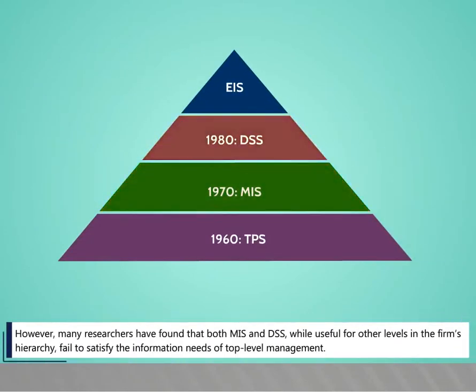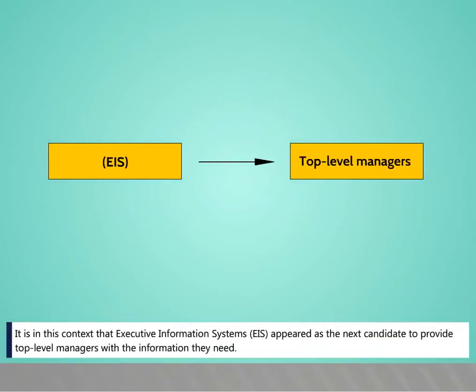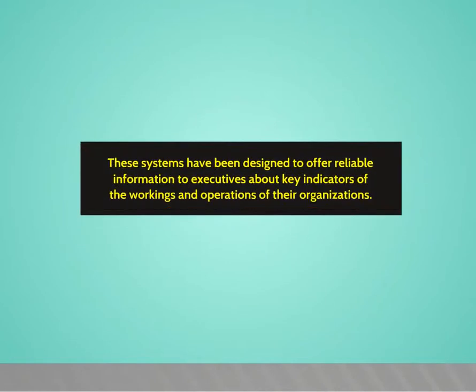However, many researchers have found that both MIS and DSS, while useful for other levels in the firm's hierarchy, fail to satisfy the information needs of top-level management. It is in this context that Executive Information Systems (EIS) appeared as the next candidate to provide top-level managers with the information they need. These systems have been designed to offer reliable information to executives about key indicators of the workings and operations of their organizations.